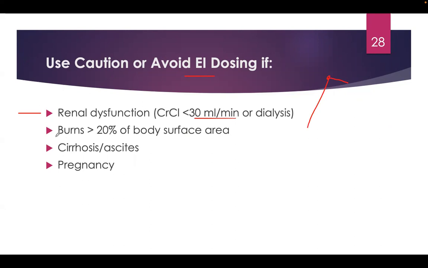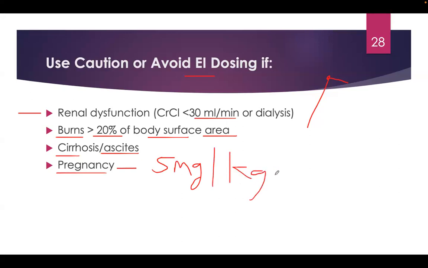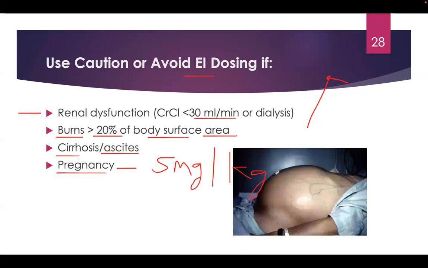If a patient has burns greater than 20% of the body, no doubt there's a lot of weeping going on. There's a lot of changes in distribution. Cirrhosis and ascites, again, volume changes and distribution changes. In pregnancy, although, we will do gentamicin 5 mg per kg. We will do the extended interval in that. So when I say pregnancy, that's not necessarily a no-no, if you will. So very good. And I didn't know that was popped in there. I forgot about that.